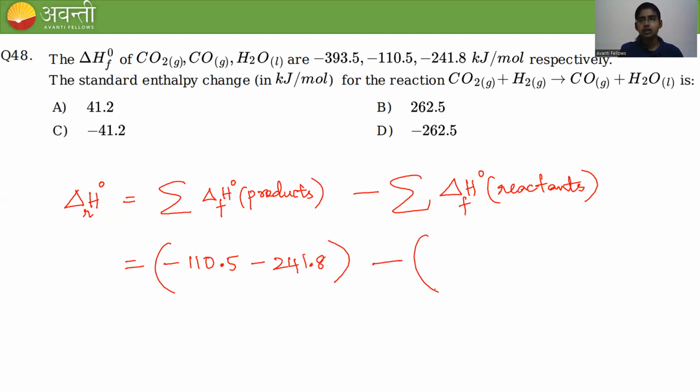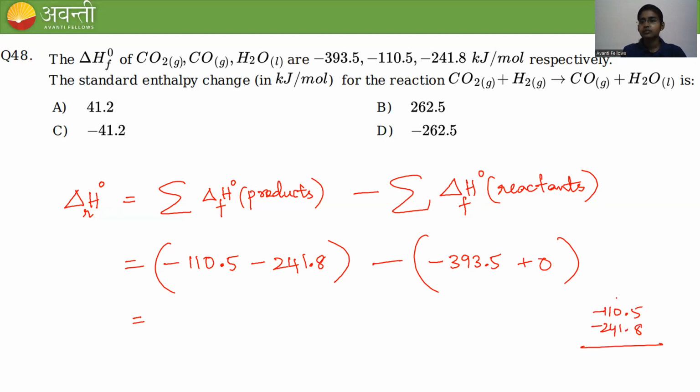Minus, and for the reactant you see carbon dioxide is minus 393.5 and for H2, the delta HF naught is 0 since hydrogen is in the standard state. So for all the elements which are present in the standard state, the delta HF naught is equal to 0. So just calculate this. So the answer would be minus 110.5 minus 241.8, just substitute this, minus 110.5 and minus 241.8.